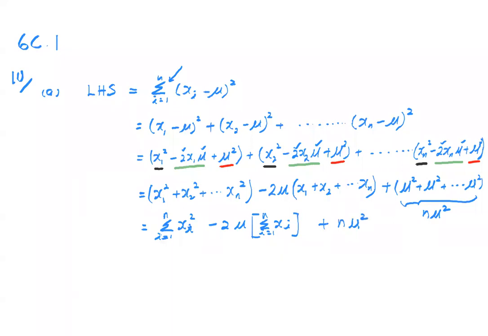Okay? So now, we know that mu is equal to the sum of xi, i equal to 1 to n, divided by n. Am I right? You know this fact, am I right? So therefore, the sum of xi, i equal to 1 to n is equal to n mu. So can I replace this with n mu? So I put it into here.